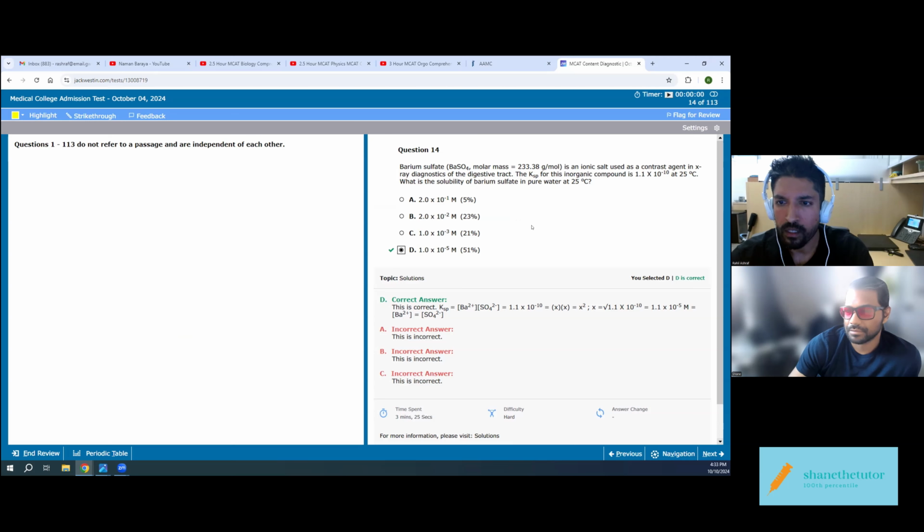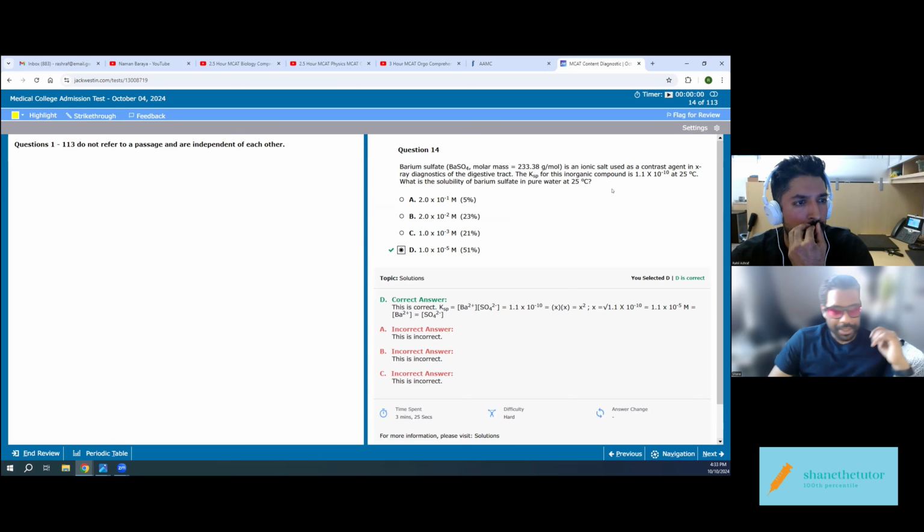So this seemed like an ICE chart maybe, or a plus x minus x type of thing going on. Okay. So anything that has a capital K.